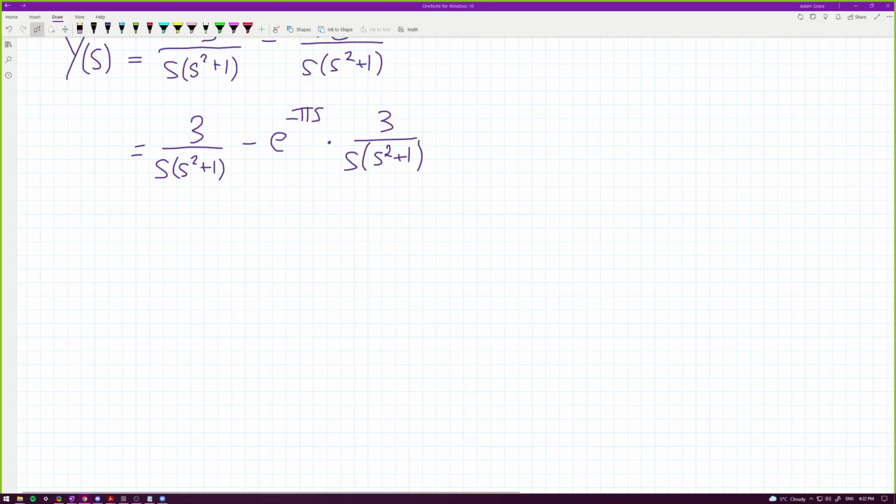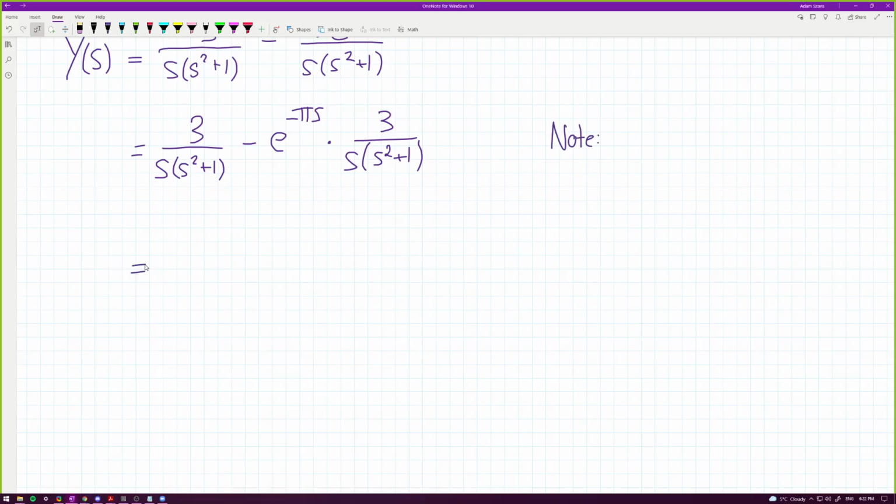So partial fractions of 3 over s squared plus 1. Well, sadly, I don't have a physical calculator that can do partial fractions, although I'd love that. I know of some calculators that can do it, but I don't personally have one. I wish.